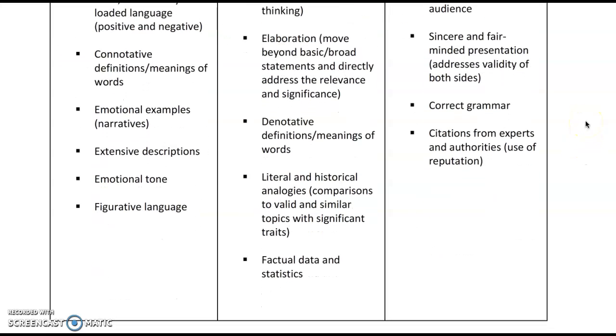Denotative definition, meaning the dictionary definitions of words. Literal and historical analogies, but we have to have validity and similarity in that sense. Don't just put random historical analogies in there just to have something. And then factual data and statistics. Now, as you saw in the last module, we do have to think about and really look at where our facts come from and make sure that they're valid. That's the important part of it. But if you're working with verified information, you're fine.